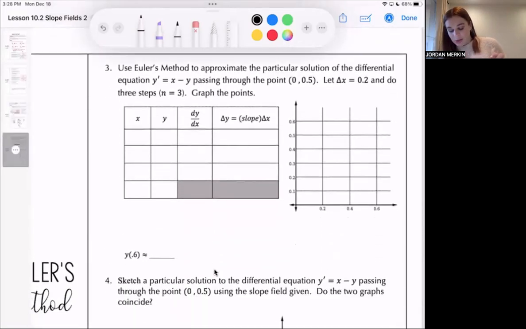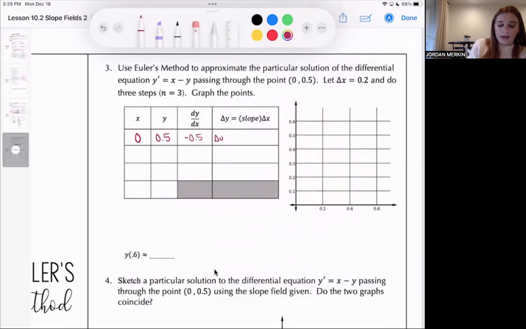Okay, so this one, you are going to do Euler's method to approximate the particular solution to the differential equation y prime is equal to x minus y, passing through the point 0, 0.5. Let delta x equal 0.2 and do 3 steps, n equals 3, and graph the points. So go ahead, you're going to start at 0, 0.5. Your dy dx, you just take your x coordinate and subtract away your y coordinate. So in this case, it would be negative 0.5.